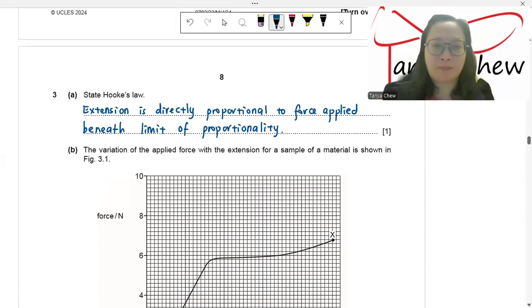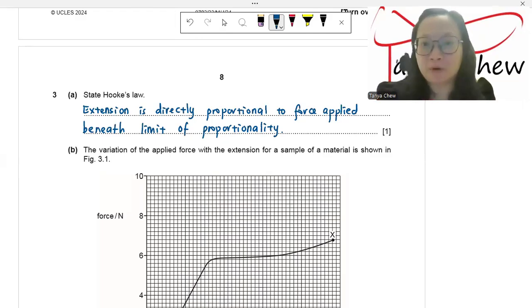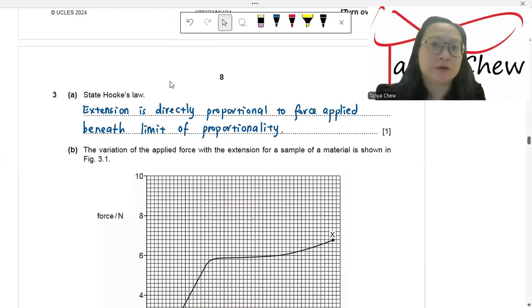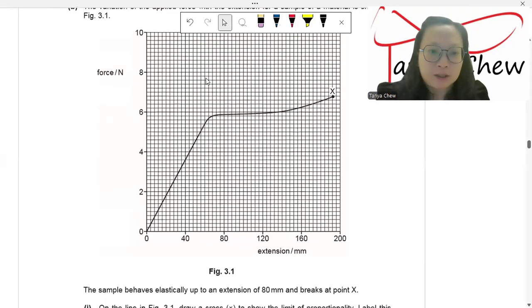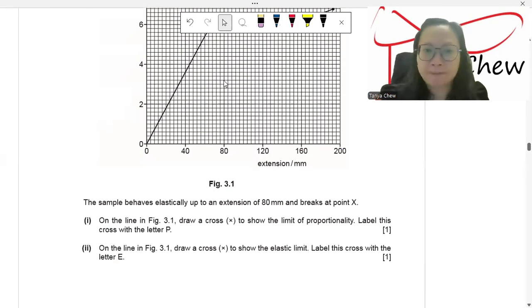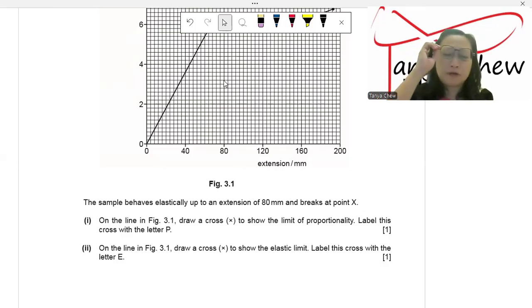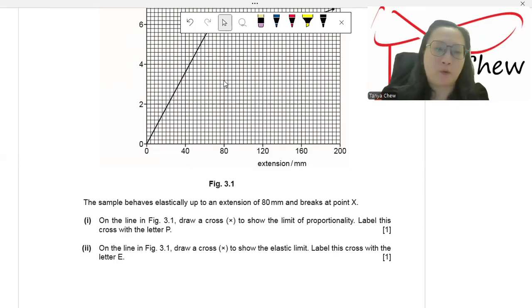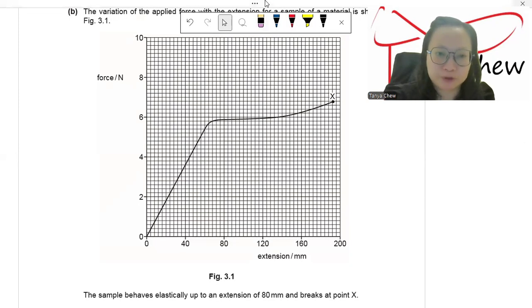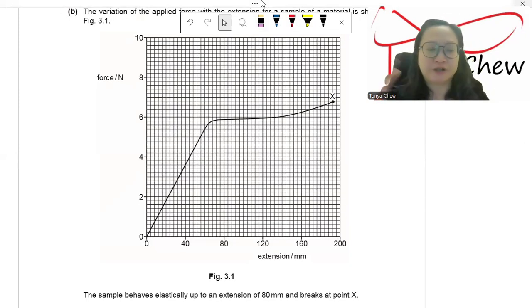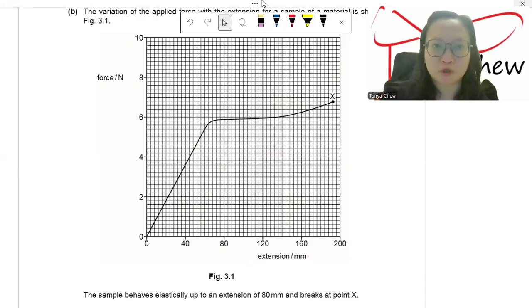B, the variation of the applied force with the extension for a sample of a material is shown in Fig 3.1. This sample behaves elastically up to an extension of 80 millimeter and it breaks at point X. Now, first part, on the line in Fig 3.1, draw a cross to show the limit of proportionality and label this cross with letter P. Now, I have an easier way to determine the limit of proportionality. Remember how I define Hooke's law? Force is directly proportional to extension.